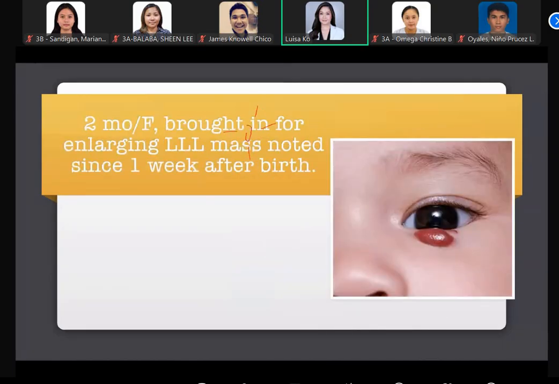All right, now we have a 2-month-old female brought in for an enlarging left lower eyelid mass noted since 1 week after birth. Our first question is, of course, still to describe what we see. We've emphasized it already. Kindly include the location, the characteristics, possibly the size, but even if it's just an estimate, that's okay. Anyone want to try?